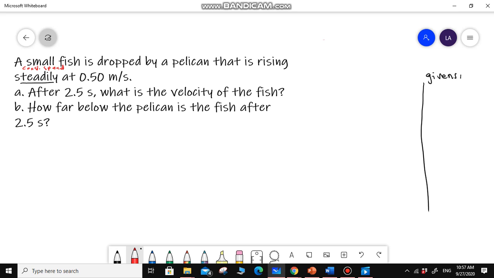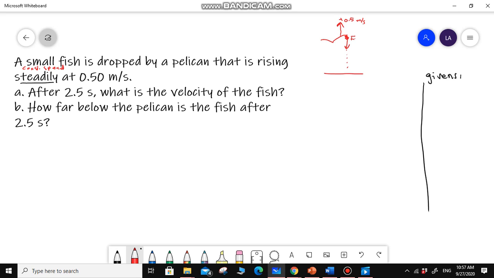So let us just try to sketch it. Let me sketch the pelican as a bird rising up with positive velocity 0.5 meters per second, and then it will drop the fish. So the fish will be dropped down. While the fish is going down, the pelican will keep going up. Keep this in mind. And I want the velocity for the fish, which is falling down.